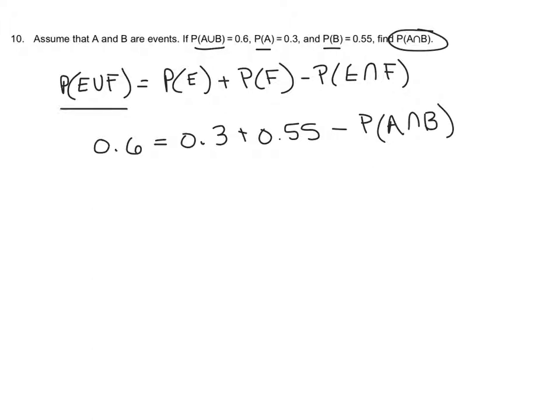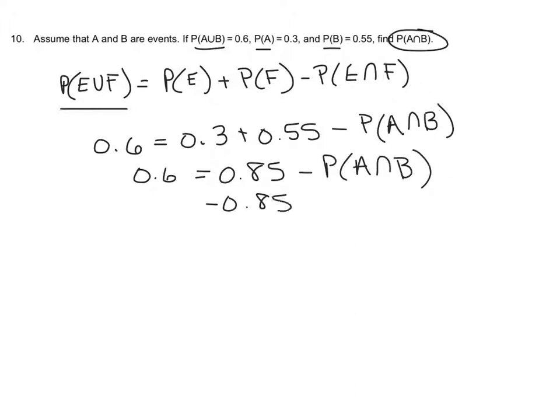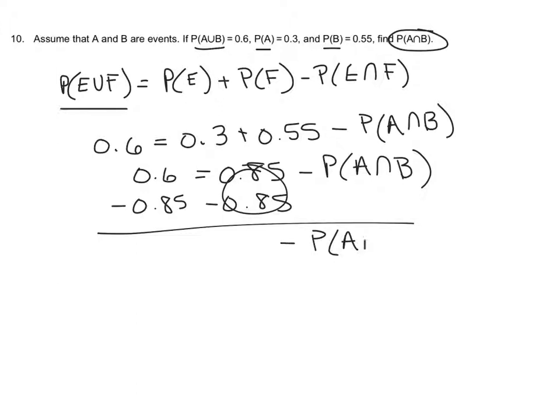Okay, so now we just have a formula, and we're just going to solve the formula by isolating the probability of the intersection. First, you'll add 0.3 to 0.55. When you do that, we get 0.85. Next, we're going to subtract 0.85 from both sides of the equal sign. And we have a negative probability of the intersection. And that equals 0.6 minus 0.85, and that's a negative 0.25.